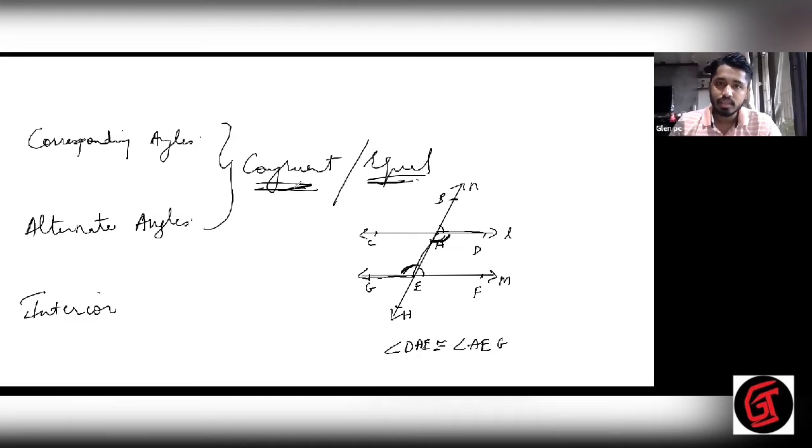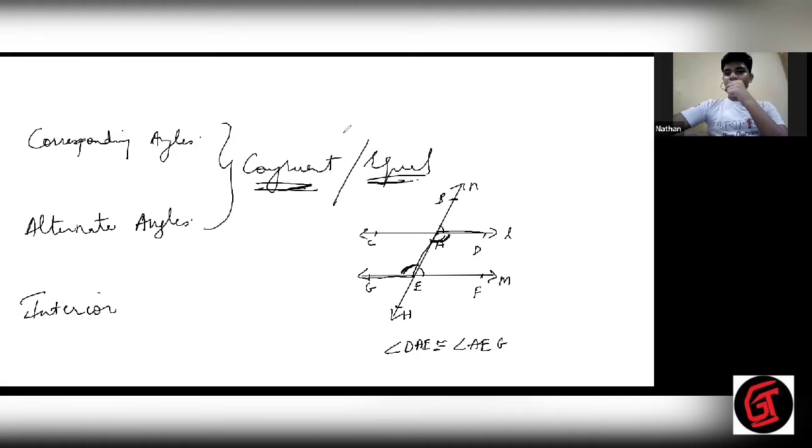Again, I say alternate angles are formed how? Only if there are two parallel lines and there is a transversal. If there are no parallel lines and transversal, alternate angles are never formed. Is it clear? Nathan, can you hear me now? Yes, sir. Okay, please mute yourself, Nathan.